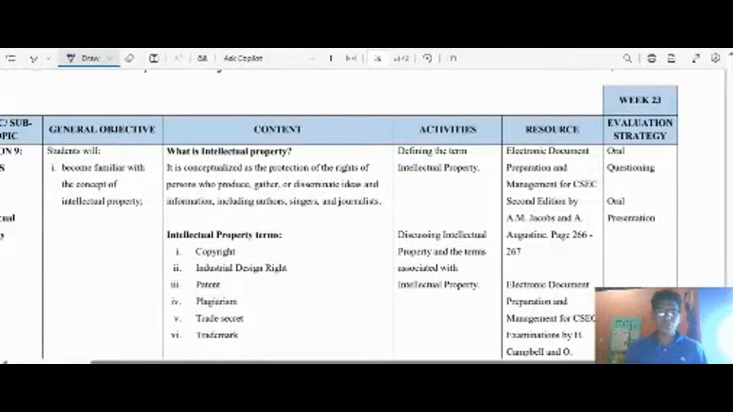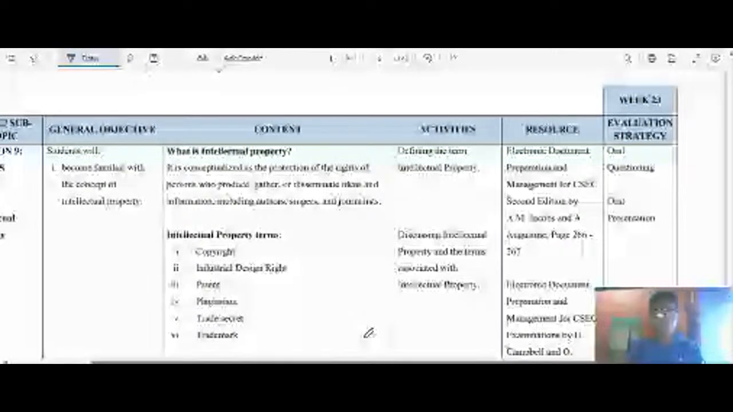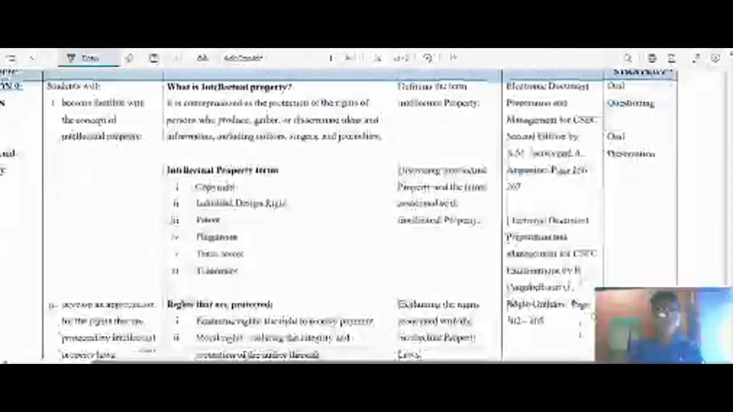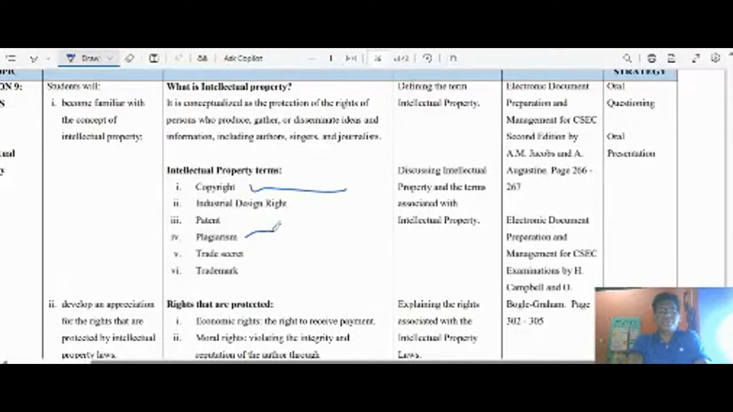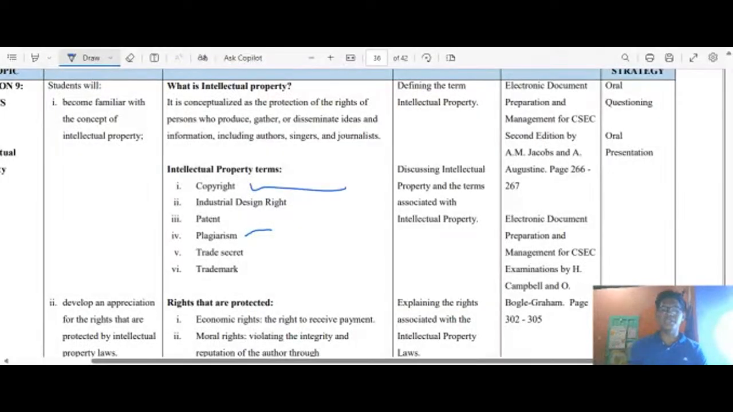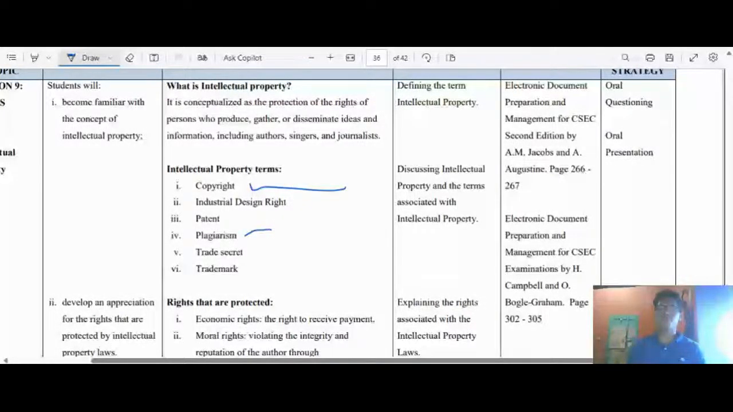So intellectual property terms include copyright. Copyright is your right to sue and fine anyone that is utilizing your product and did not ask for permission. There is also plagiarism. For example, right now I'm creating YouTube content. If someone takes my content and posts it on another platform or on their channel, that would be plagiarism, because they're taking my content, they're taking my work that I did.